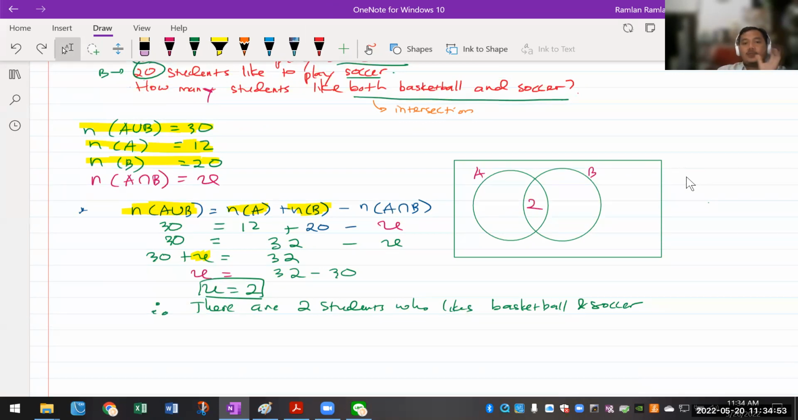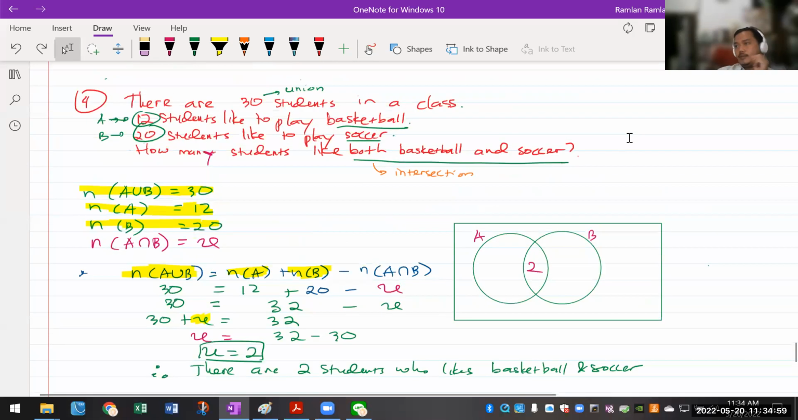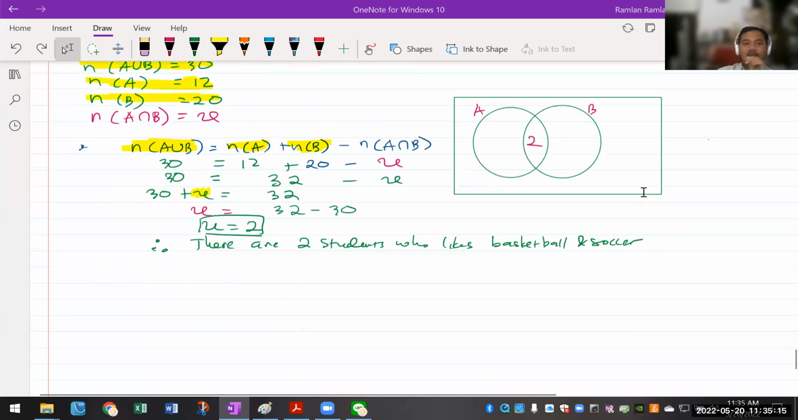Okay, now the question is, how many students who like only basketball? Gini ya, logikanya begini. There are 12 students who like to play basketball. And, harusnya mau nanya dulu ya. Oke, hari ini mau nanya dulu. 32 min X menjadi 30 plus X. Oke, gini. Saya ulang ya.